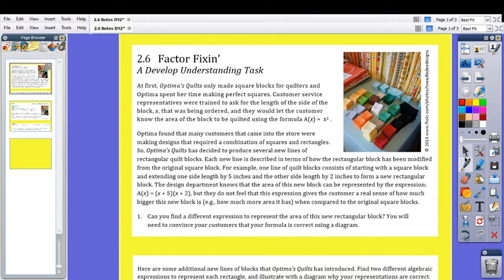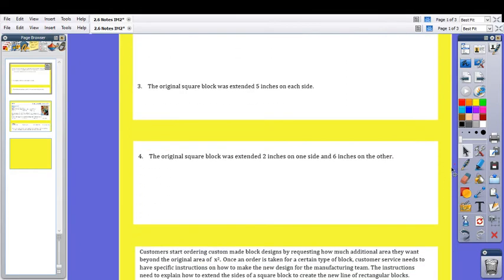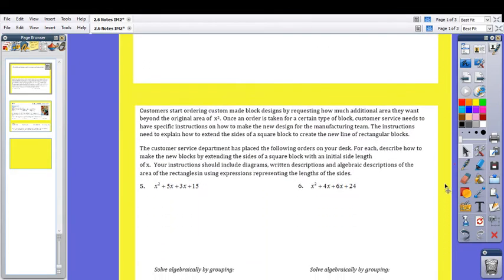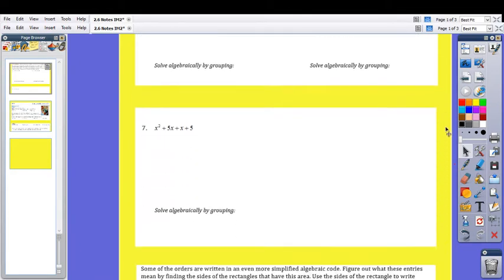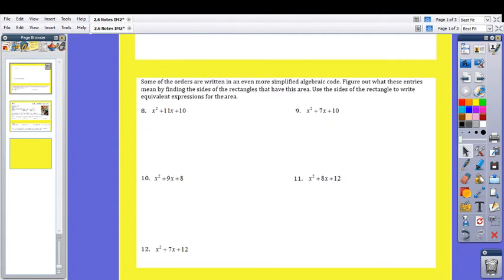Okay, students, let's get started. So we were working on 2.6 and we did problems till number 7. So today let's work on the rest of the problems.